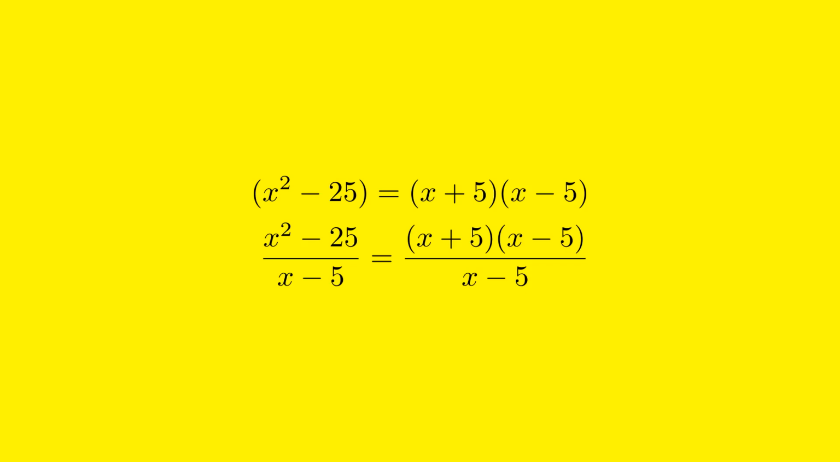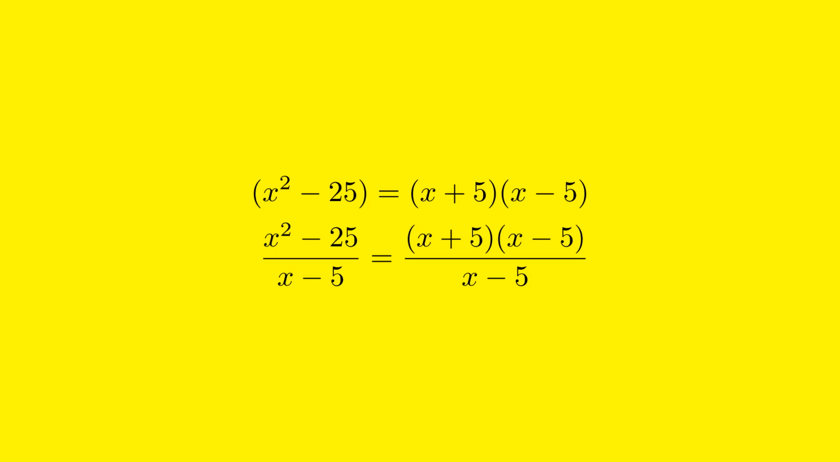The first step in solving the problem is to factor the numerator, which is x squared minus 25. Factoring is a method we use to simplify expressions. In this case, we recognize that x squared minus 25 is a difference of squares. A difference of squares is an expression where one term is squared, another term is squared, and the two terms are subtracted. The general formula for factoring a difference of squares is a squared minus b squared equals (a plus b) times (a minus b).